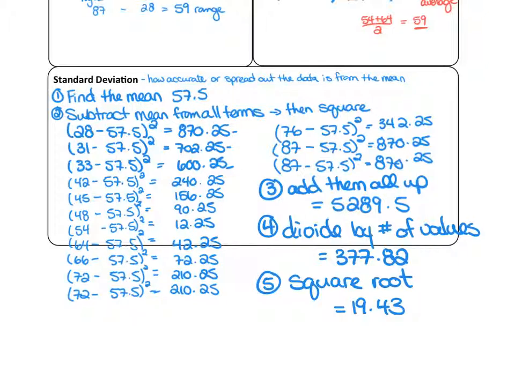19.43. So basically that's saying that most of the data is spread out within one standard deviation of the mean. So if our mean is sitting at 57.5, if you go plus 19.4 and minus 19.4, that's the bulk of the data. And then if you go one more, that's about 95% of the data, so within two standard deviations.